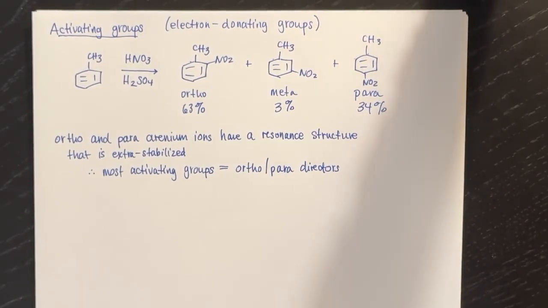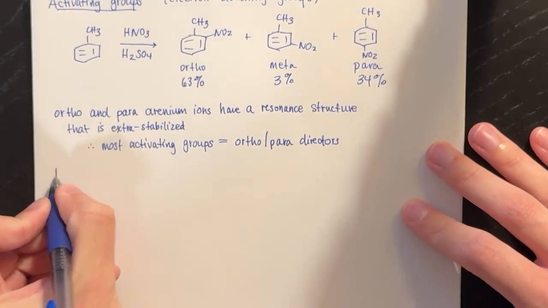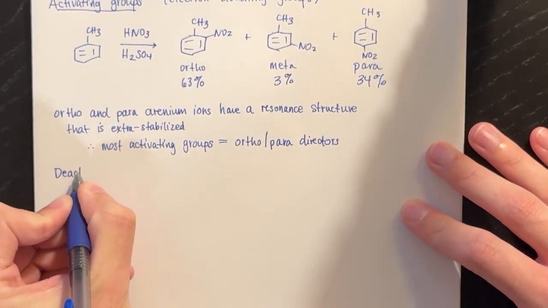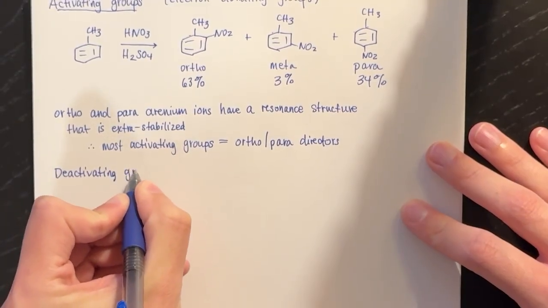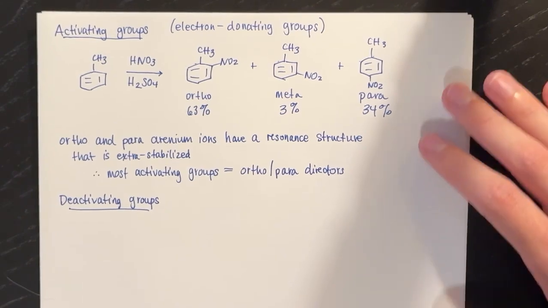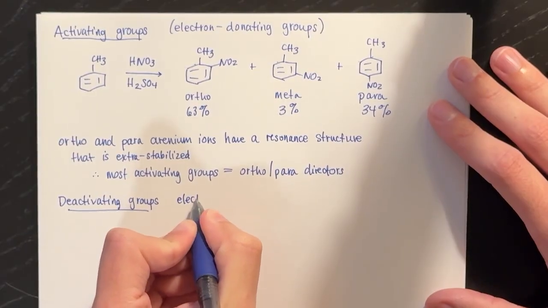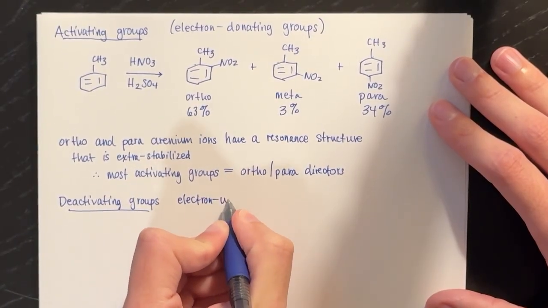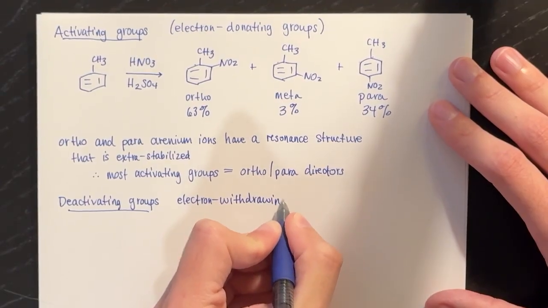Okay, so if we have activating groups, you might not be too surprised to find that we also have deactivating groups. In the same way that activating groups are electron donating, deactivating groups tend to be electron withdrawing.